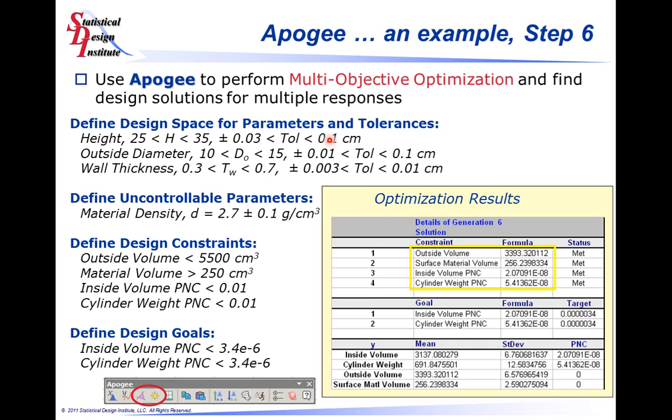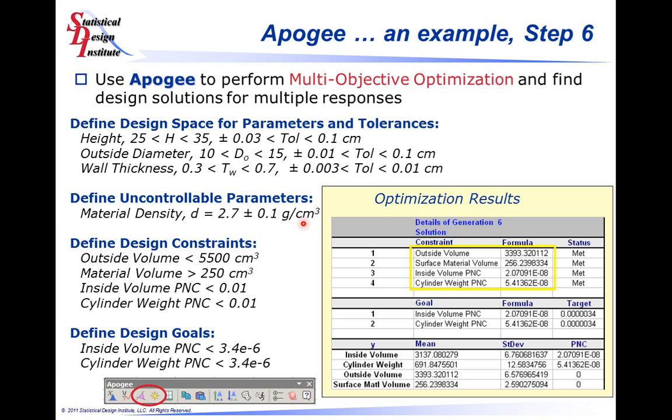nominal value was selected. And then also we have a range of values that we selected for the outside diameter, a range of values we've selected that was a design space for the wall thickness. But then for our material density, we're going to say that it's basically fixed. Okay, this is a vendor item. The density is going to be 2.7 plus or minus 0.1 grams per cubic centimeter, and that's what we have to live with. So this one has more constraints placed on it.